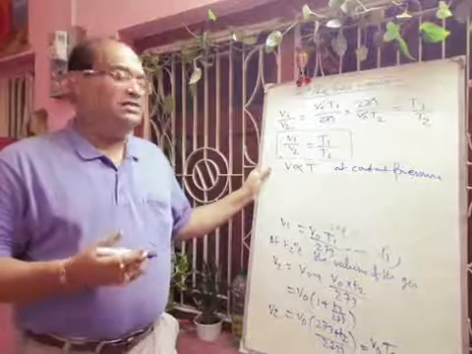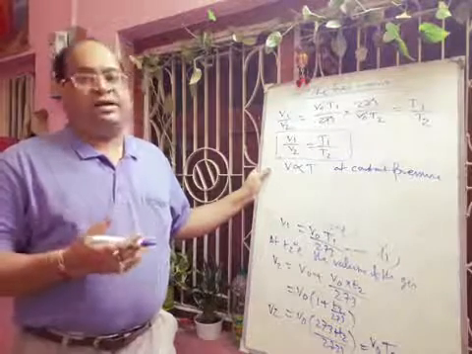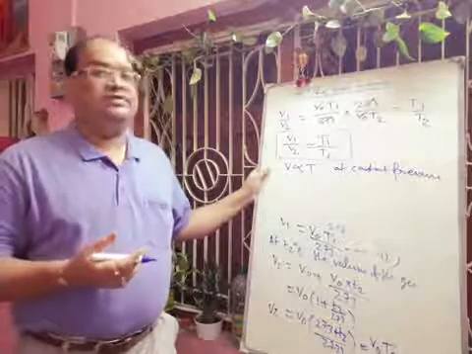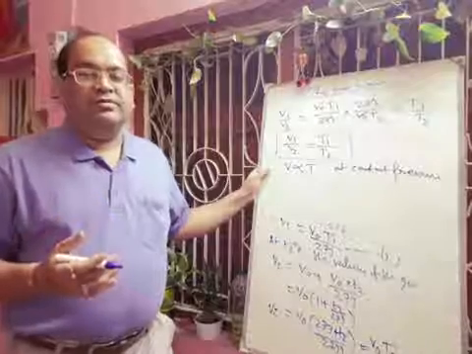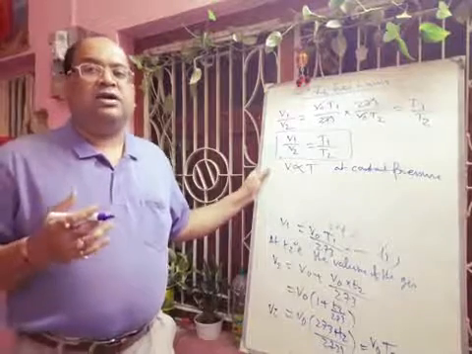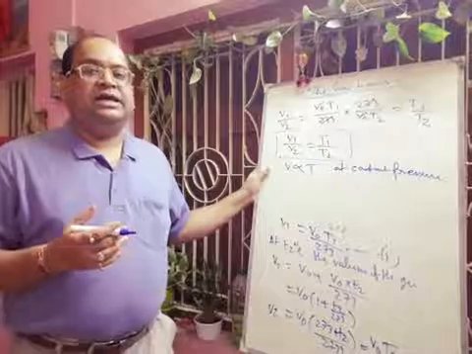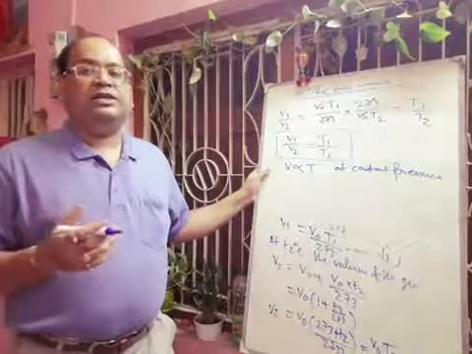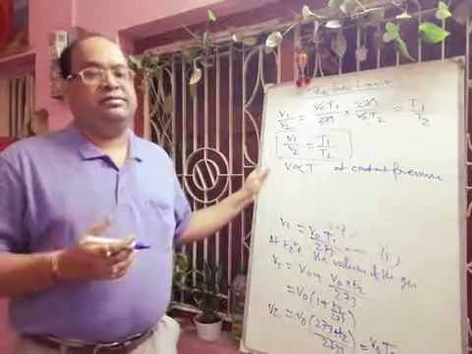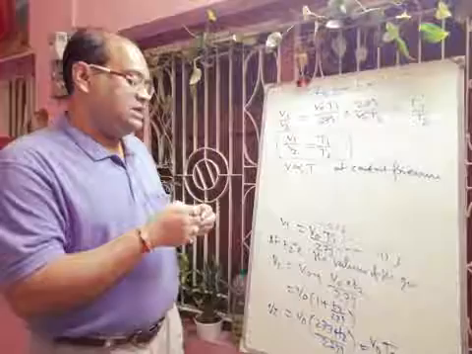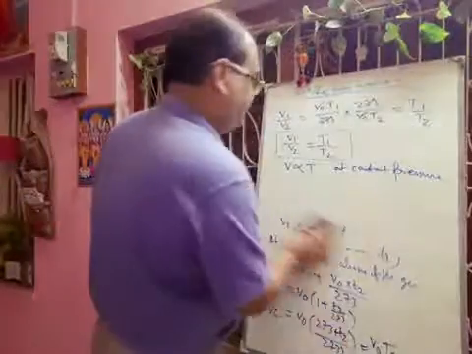Therefore, the alternative statement of Charles' law we can state in this way: the volume of a given mass of a gas kept at constant pressure is directly proportional to its absolute temperature in Kelvin. Next, we will discuss the graphical representation.